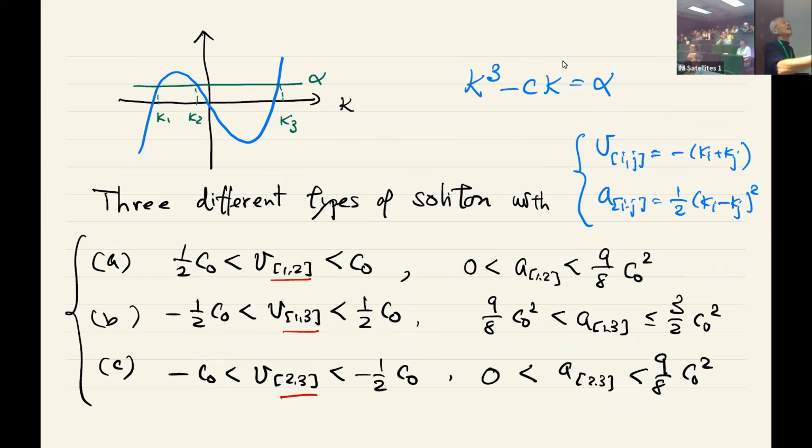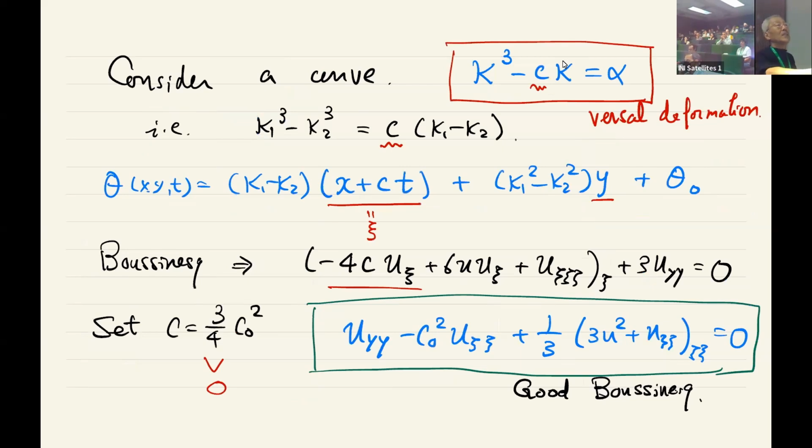Okay, so this is the cubic curve, and then you take alpha. There are 3 different types of solution, and the one soliton solutions you can get. So one is you take 2 roots, kappa 1, kappa 2, then you get this condition. So V actually gives you the velocity. Kappa I plus kappa J gives the velocity. So for 1, 2, you get that velocity is minus 1/2 C0 to C0. C0 is just a constant appearing in the equation. This is the hyperbolic part, C0.